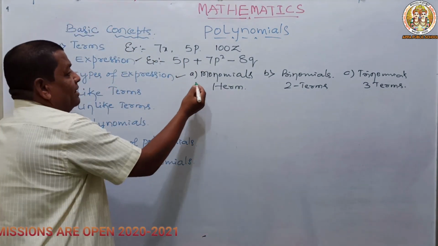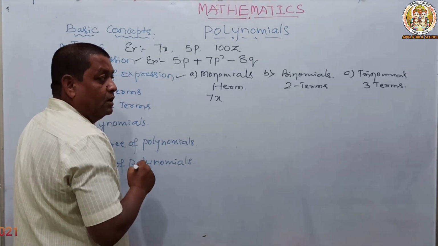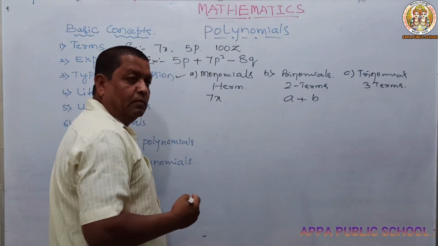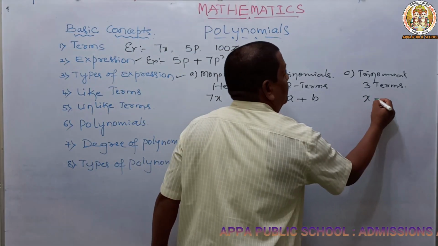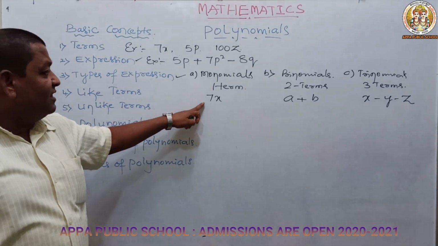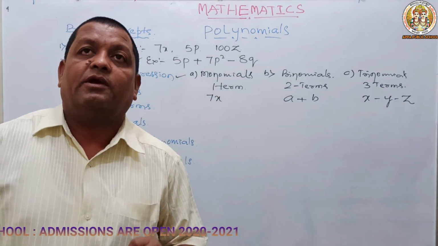Let me give examples. This is the first, with only one term. This has 2 terms. That is 3 terms. So these are the examples of monomial, binomial and trinomial.